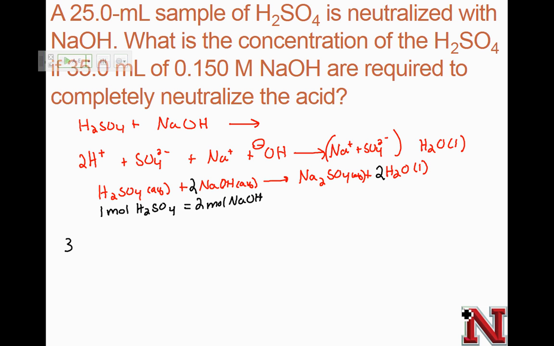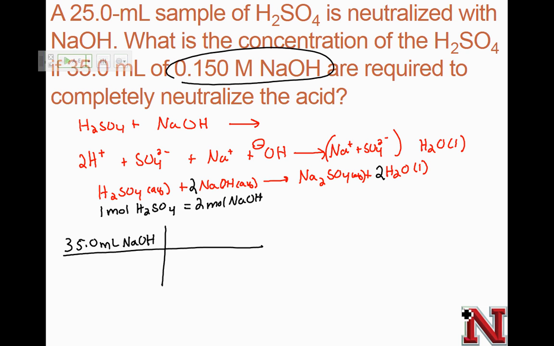So we know we have 35 milliliters of sodium hydroxide. What we don't know is how many moles of sodium hydroxide are in here. But we have that relationship in our molarity of sodium hydroxide. That tells us that for every 1 liter, we have 0.150 moles of sodium hydroxide. So we have to convert this to liters.